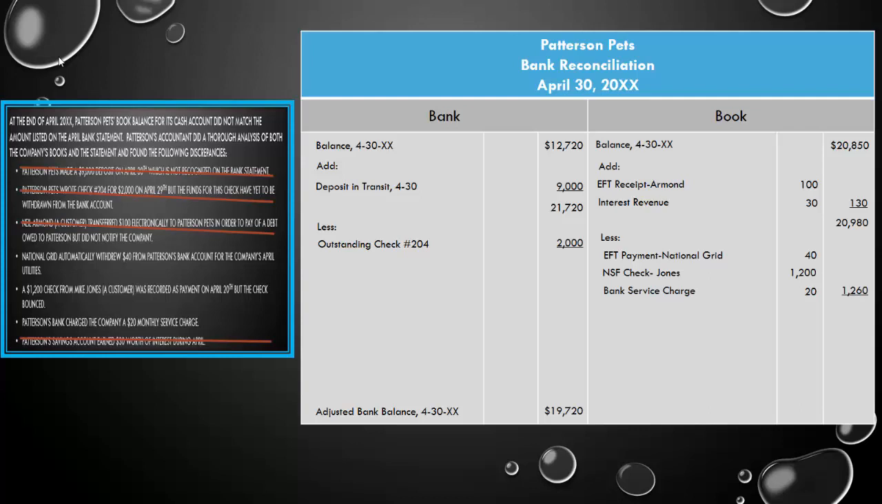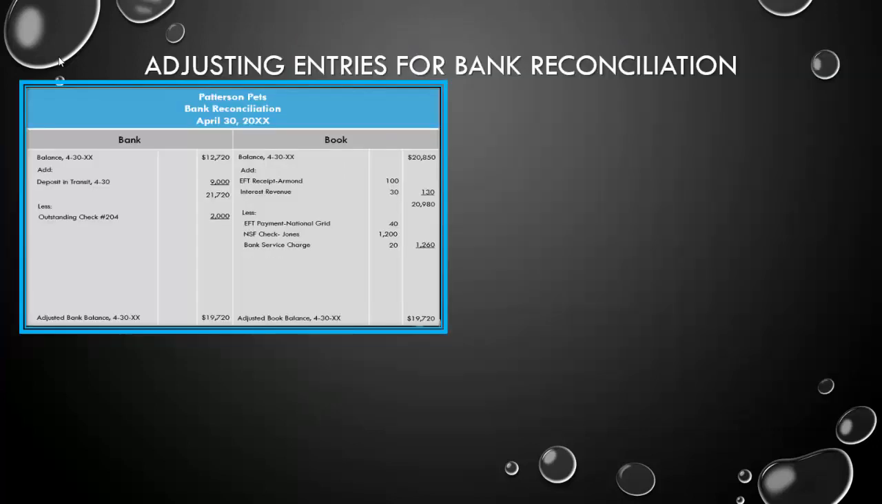Our no-name subtotal is $20,980, and if we subtract our $1,260 worth of subtractions, we're going to come up with an adjusted book balance of, ta-da, $19,720. And this is when you know your bank rec is right, because your adjusted bank balance should always be equal to your adjusted book balance at the end of the bank reconciliation.